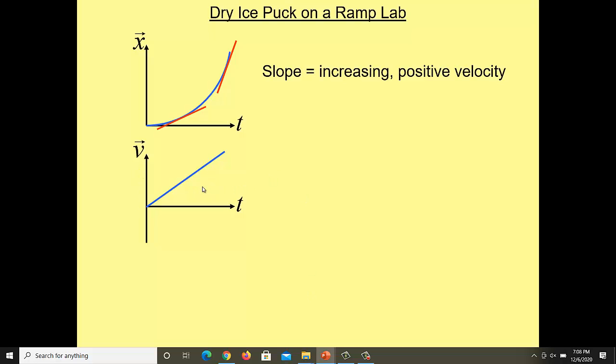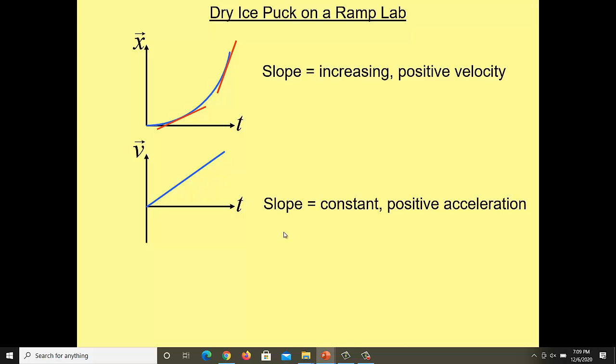So let's look at this slope. Is the slope of this graph increasing, decreasing, or constant? Well, it's a straight line, so the slope is constant. Positive or negative? It's positive. And what does the slope of a velocity time graph represent? The new quantity that we've been discussing so far in this unit, and that is the acceleration. So we can tell we have a constant positive acceleration by looking at the slope of the velocity time graph.